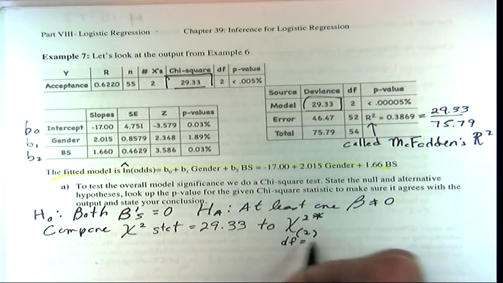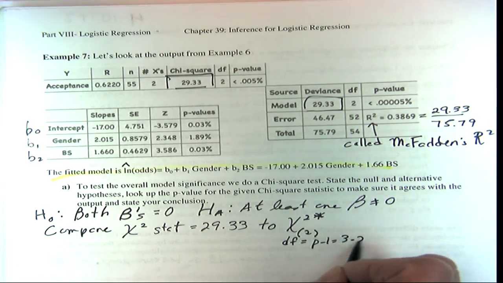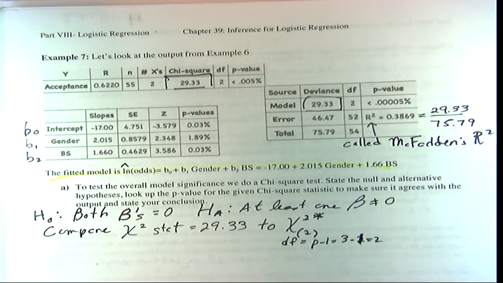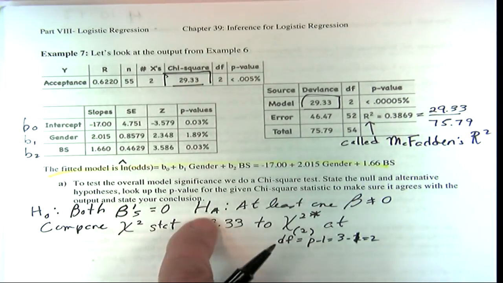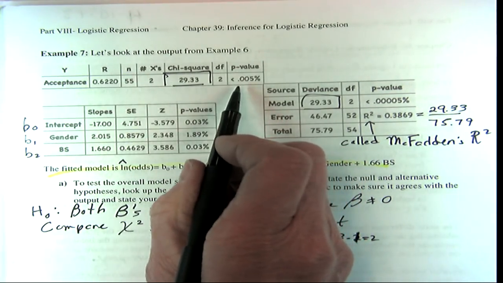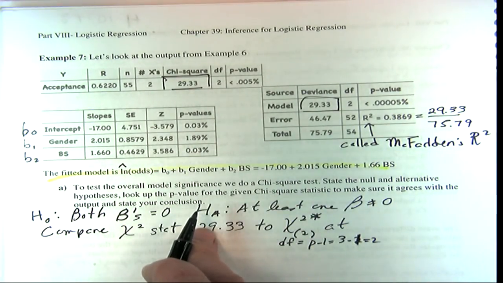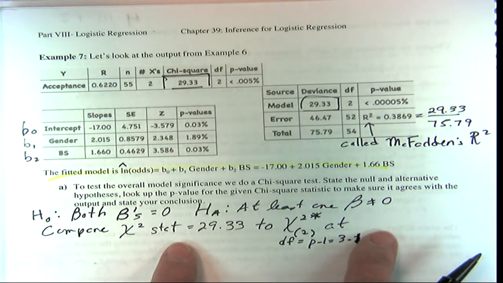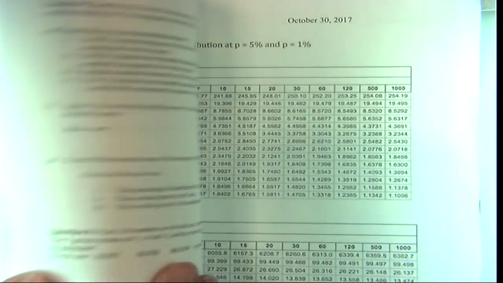So the degrees of freedom are going to be equal to the number of parameters minus 1, which in this case is 3 minus 1, which is 2. So we'd have to compare it to that at some significance level. So look at this chi-square we got. 0.005%, that's tiny. Less than that. So let's look at our table at the back and see what we have, and then we can look online as well.